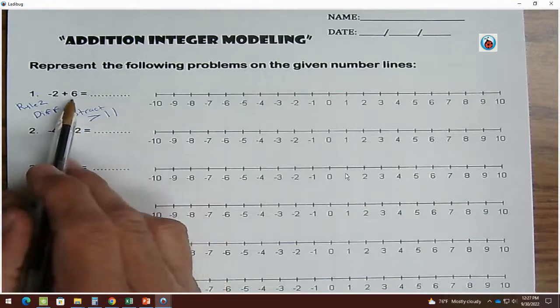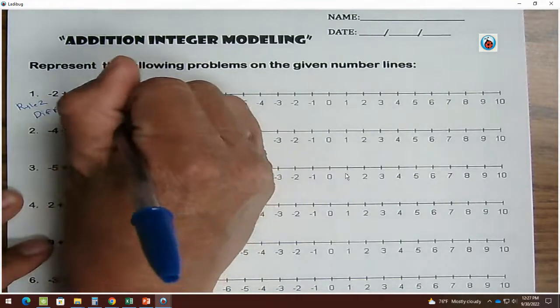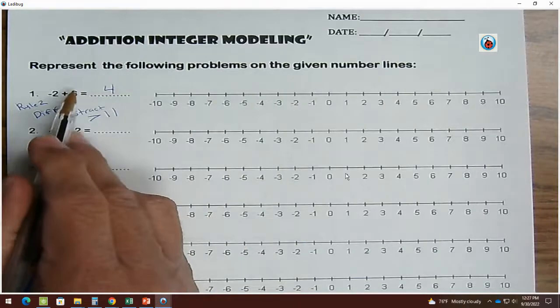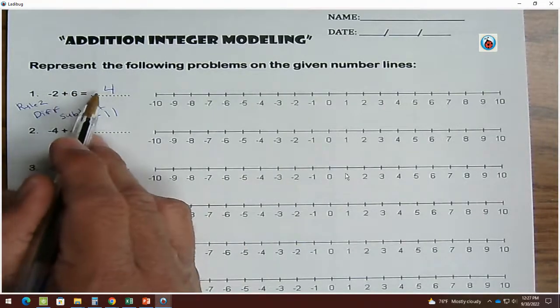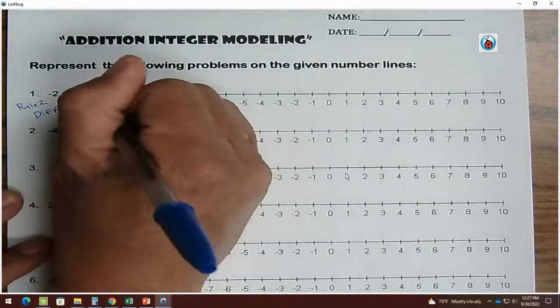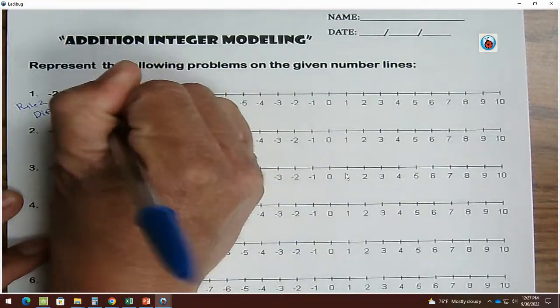So I'm going to subtract 6 minus 2. That would be 4. 6 is farthest from 0. It has the highest absolute value, so that's why we keep it positive. So the answer is positive 4.